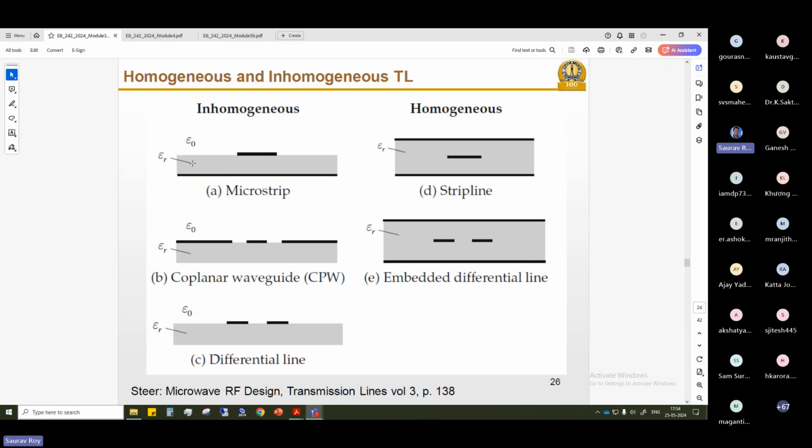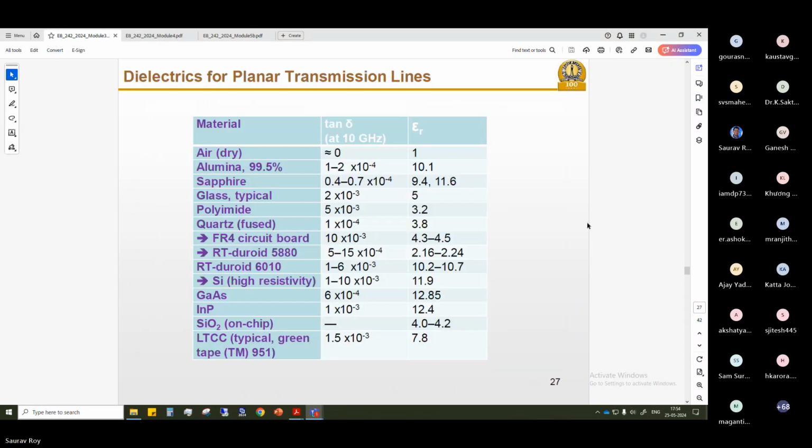That's why it's inhomogeneous. And strip line or embedded differential lines and this kind of lines, which have two grounded lines, are homogeneous, because the wave will propagate only through one kind of substrate or one kind of dielectric material, right? So we'll see what the impact of this inhomogeneity in microstrip line is.